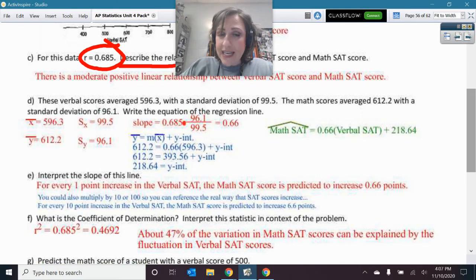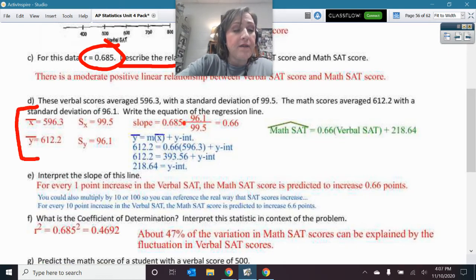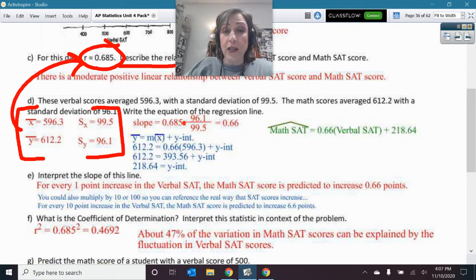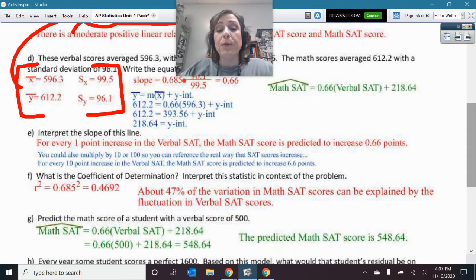Now, as you can see here, this is like problem number 1, where you are then to recognize that I'm giving you the mean of the x and y and the standard deviation of the x and y, which you will use with that correlation right there and solve just like you did problem number 1. I'm not going to go through that in detail, but this is the equation you get that you can predict your math SAT score by doing 0.66 times your verbal SAT plus 218.64.